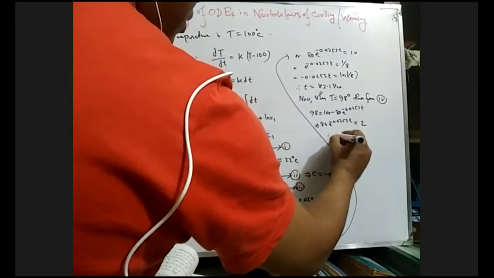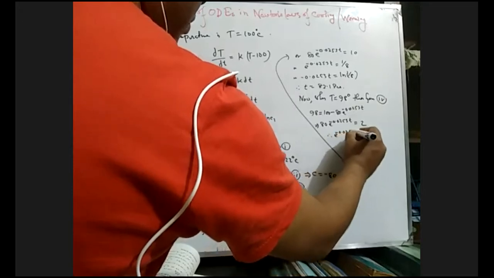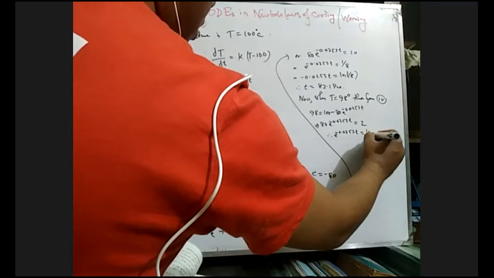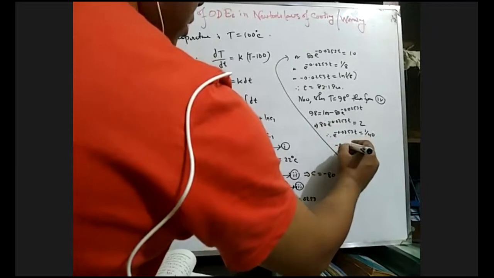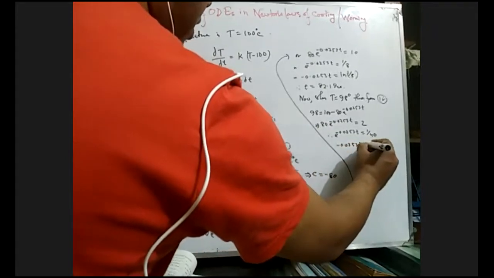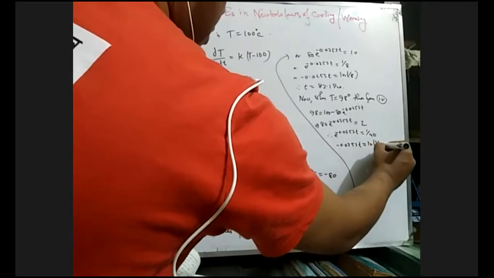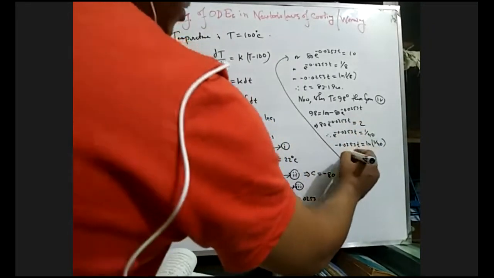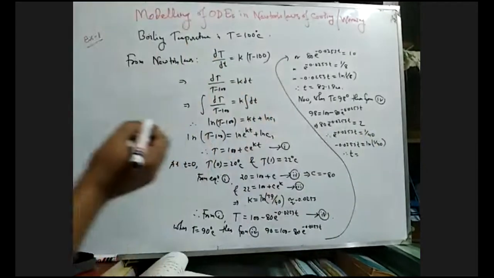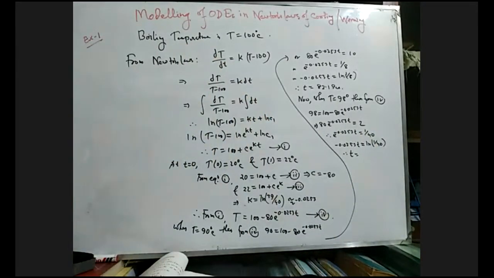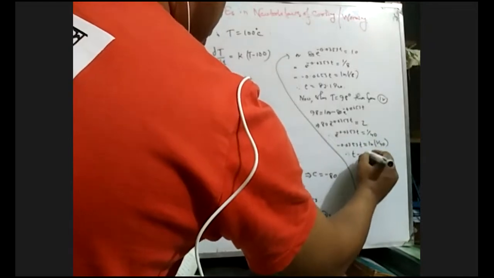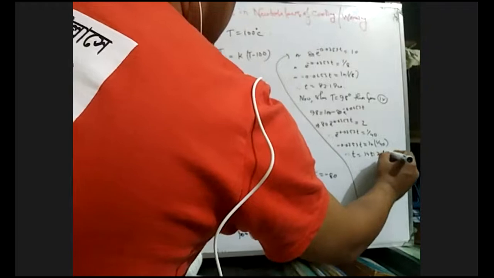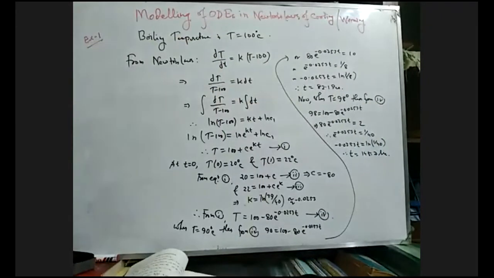Therefore, e to the power minus 0.0253 t equals 1 by 40. From here, we also take the logarithm on both sides. Minus 0.0253 t equals ln 1 by 40. Therefore, t equals, using the scientific calculator, 145.7 seconds. Okay, this is the result.